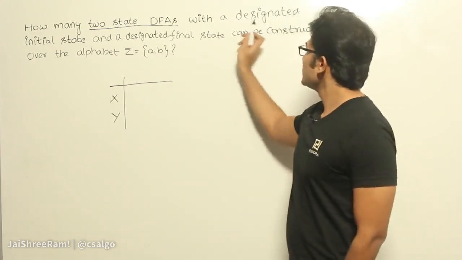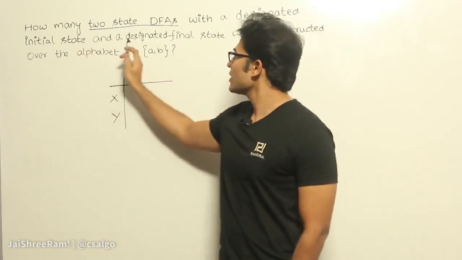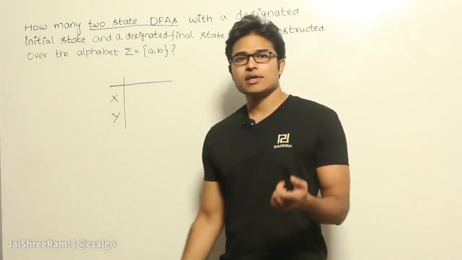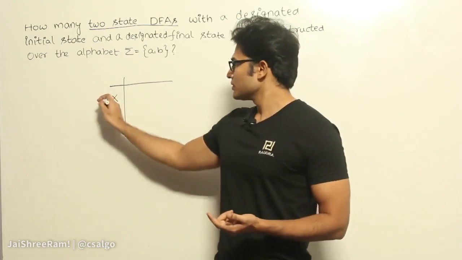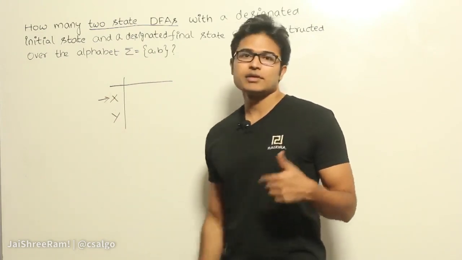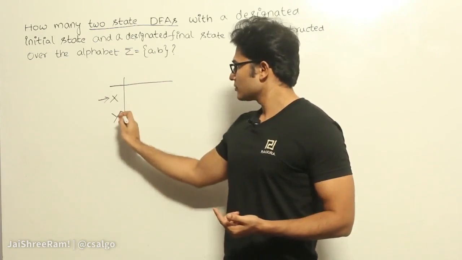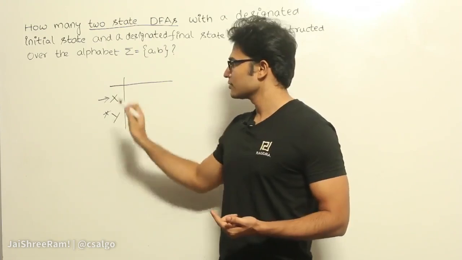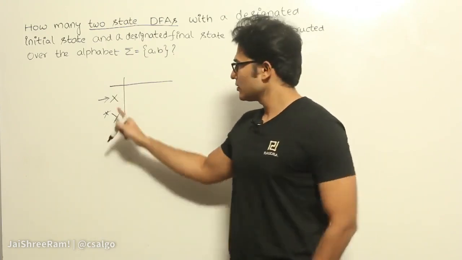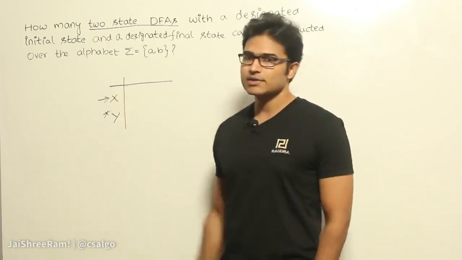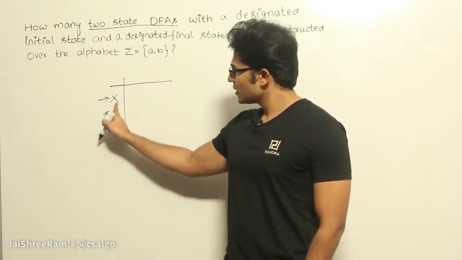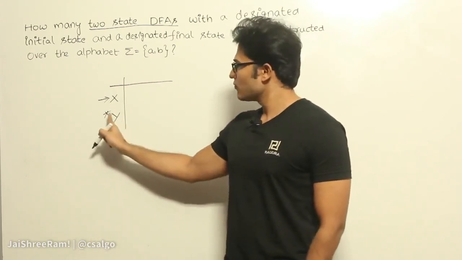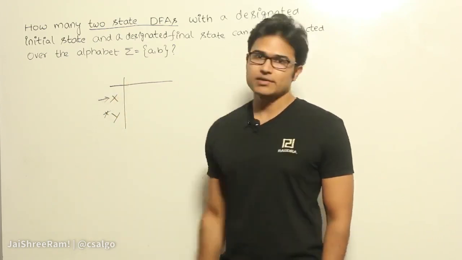Now if you observe it, with a designated initial state and a designated final state, which means one of them is already designated as the initial state and a final state. So let us say this is designated as the initial state, and let us assume that this one is the final state. You can take anything, but one of them is already designated as the initial state. So once you designate X as the initial state, you are not supposed to change it to Y, and once you designate Y as the final state, you are not supposed to change it to X, right?